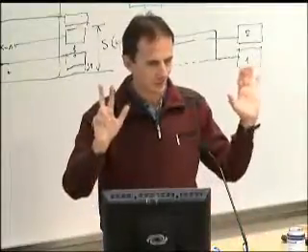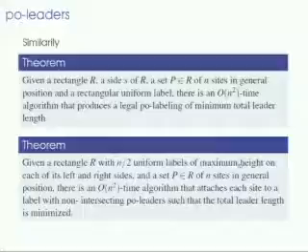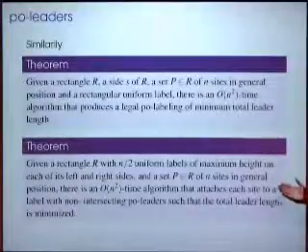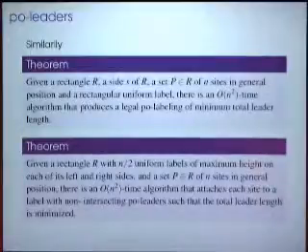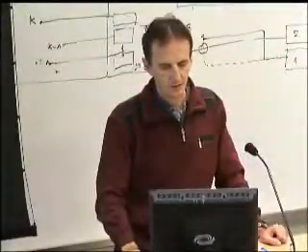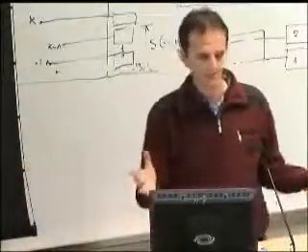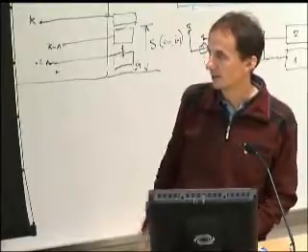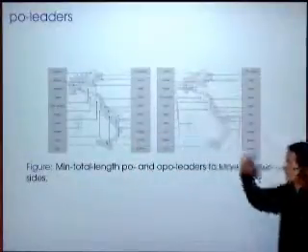So now that means we have 8. So here are the corresponding theorems. So for the minimal total leader length, and here it's for the two sides. You can do the same with PO. And I will just show the example, the corresponding minimal total leader length for PO and OPO. So PO is here, OPO is here.